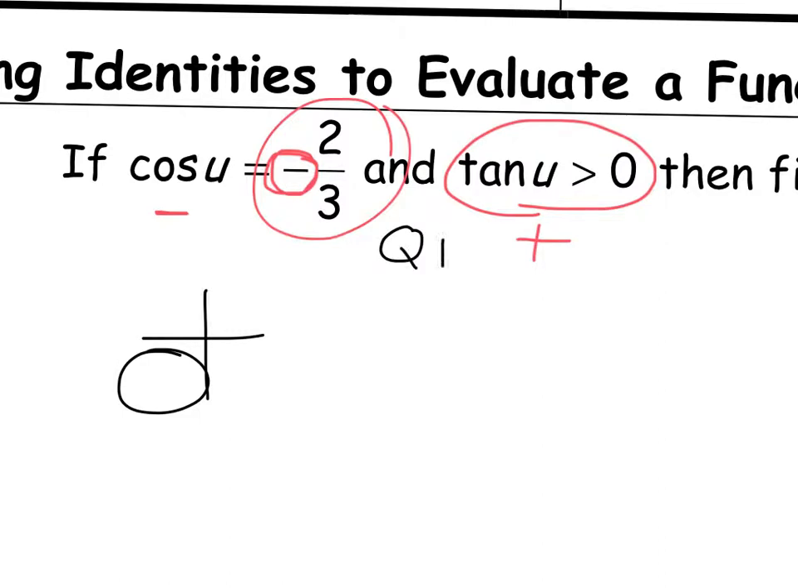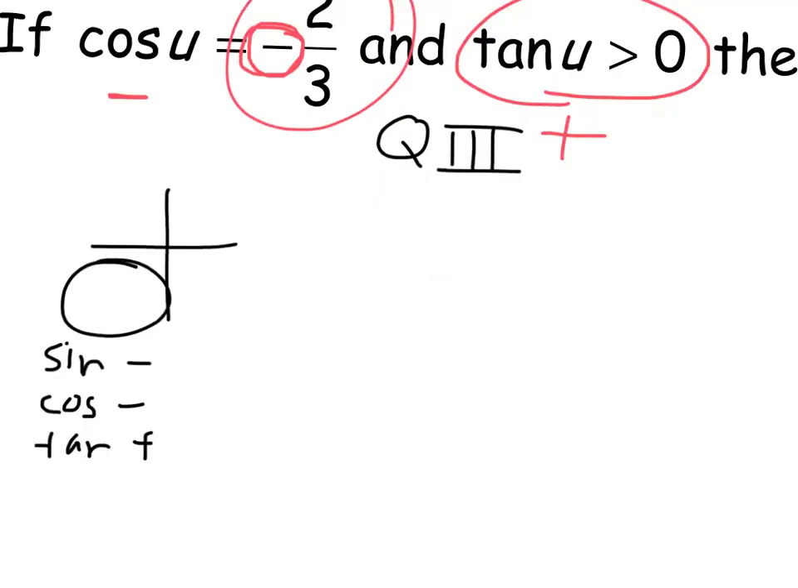So that means my decisions about what my answers are going to be, remember that down here, my sine is negative, my cosine is negative, and my tangent is positive, which means the reciprocals, my cosecant is going to be negative, my secant is going to be negative, and my cotangent is going to be positive. So that will help us in just a moment. Let's start with cosine of u.